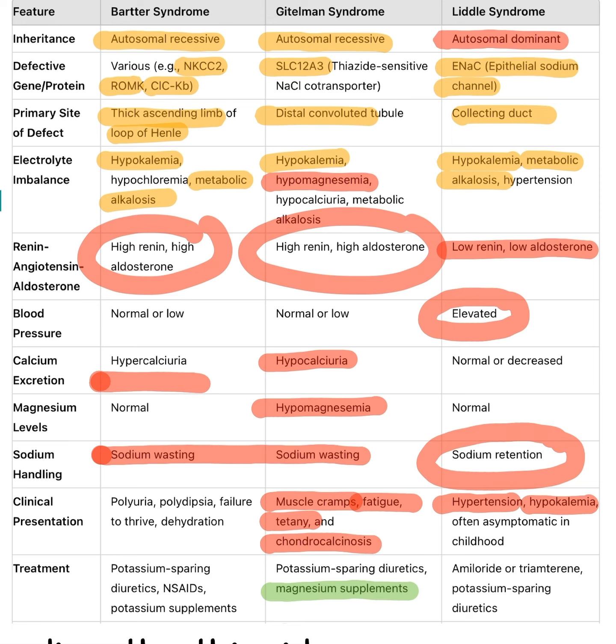Liddle syndrome, as I said, has an ENaC channel gain of function mutation. You have to block the ENaC channels. Who does that? They are blocked by amiloride, triamterene, and potassium-sparing diuretics like spironolactone. In Bartter syndrome, you can use NSAIDs, which reduce prostaglandins and thus prevent the excess channel action. Potassium supplements also, as I said, there is hypokalemia, so we are using potassium supplements.